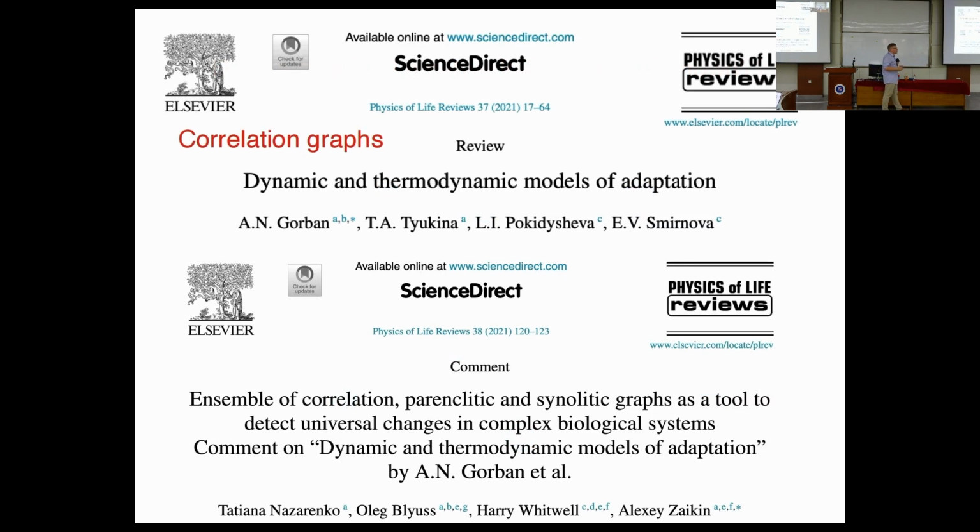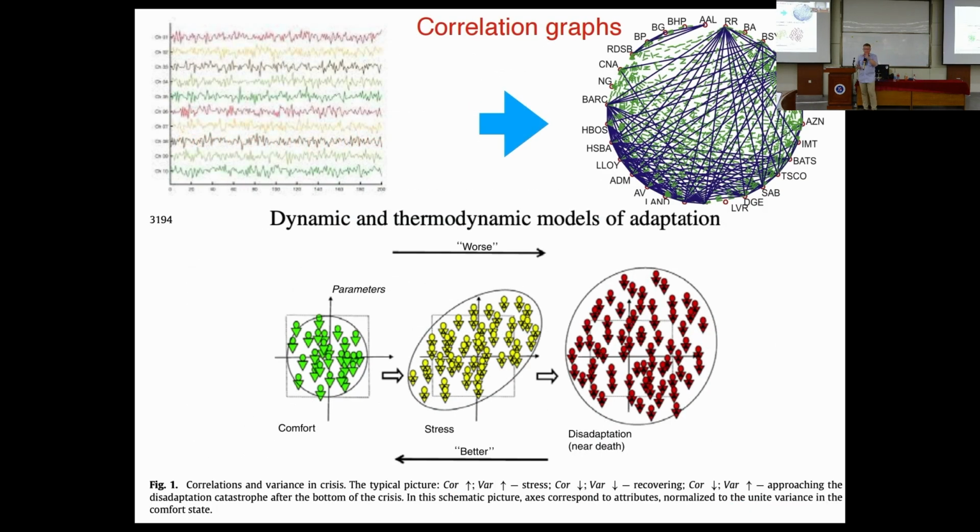Well, for example, one can use correlation graphs. Recently, in 2021, there was a very good review by Alexander Gorban about dynamic and thermodynamic models of adaptation. We have also contributed to this review with our work about paralytic and synolytic graphs. The idea is that if you have multiple channels of time series, for example EEG, then you can compute correlations between them, and each channel will be a node, and the weight of the link will be the corresponding correlation.